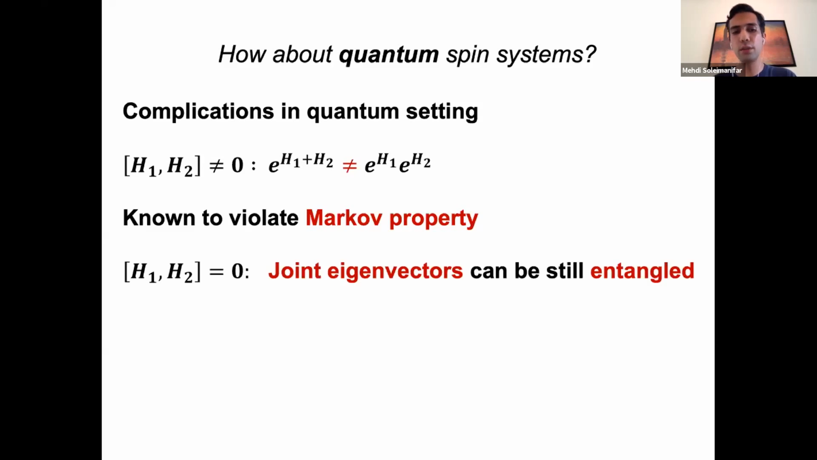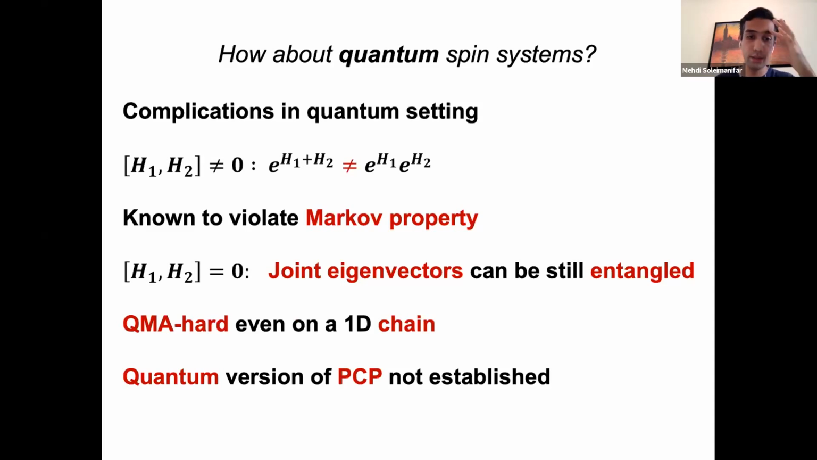And even if you restrict yourself to commuting Hamiltonians, meaning you assume your Hamiltonian is a sum of terms that mutually commute with each other, then you can diagonalize all of them in the same basis. But the problem is that the joint eigenvectors for these matrices can still be entangled. So even for commuting Hamiltonians, the problem is not directly reducible to classical spin systems.